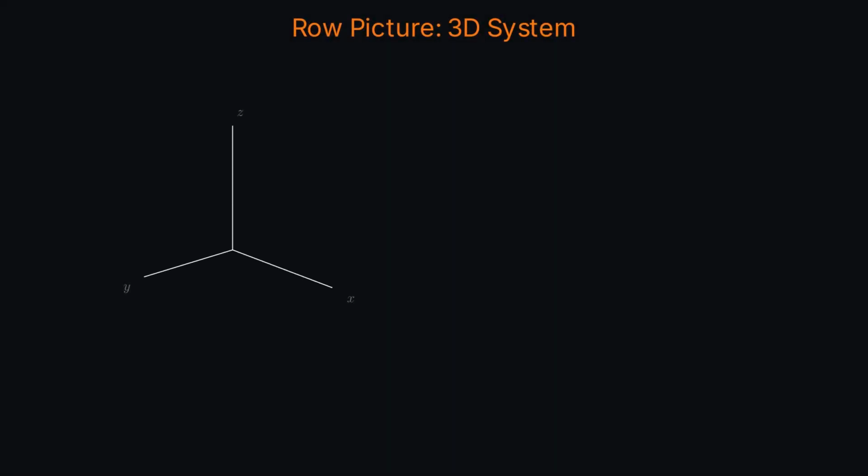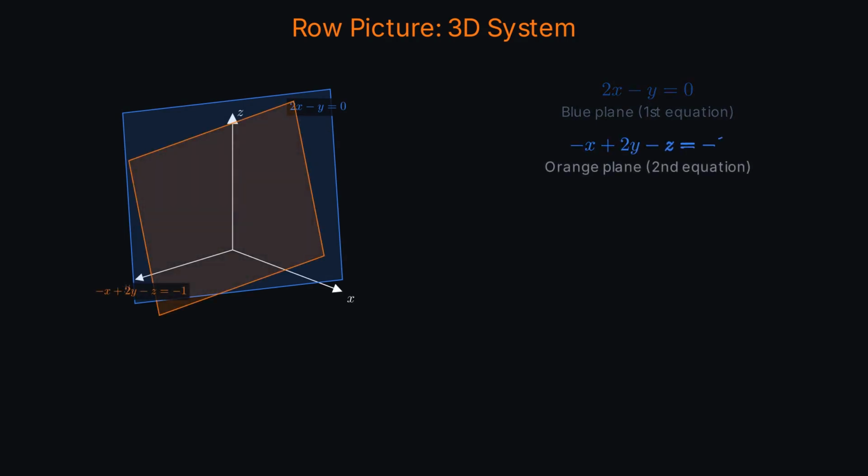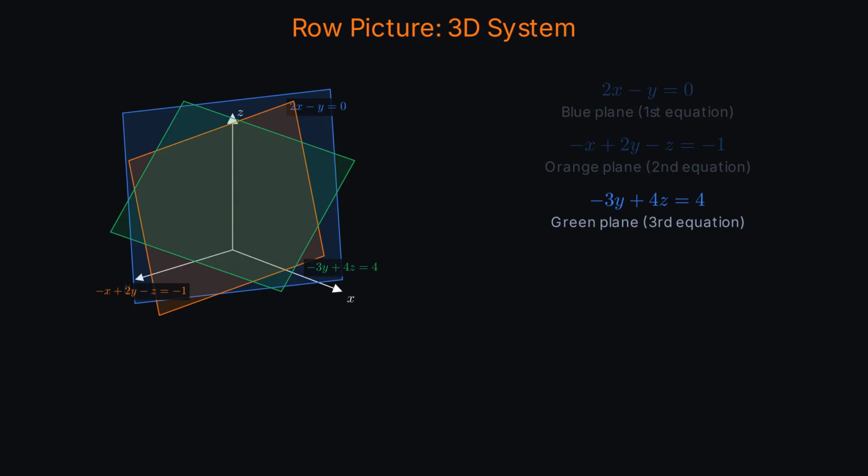For our specific system, here are the three planes. The blue plane represents the equation 2x minus y equals 0. The orange plane represents negative x plus 2y minus z equals negative 1. And the green plane represents negative 3y plus 4z equals 4. These three planes intersect at exactly one point, x equals 0, y equals 0, z equals 1.